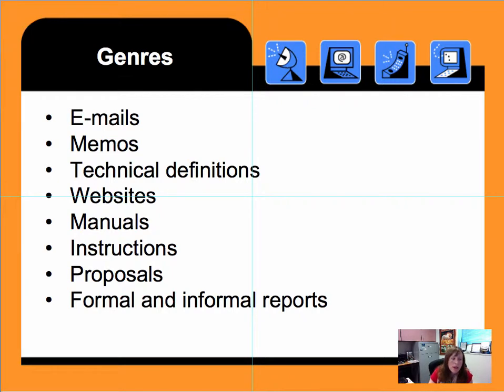Now, this slide lists just some of the more common genres you might encounter in the workplace environment: emails and memos, technical definitions and websites, or maybe proposals and reports. Now, it's important to realize that memos are a genre that's appropriate only for internal audiences, but that emails and definitions, manuals and instructions, proposals and reports can all be disseminated to internal and external audiences.